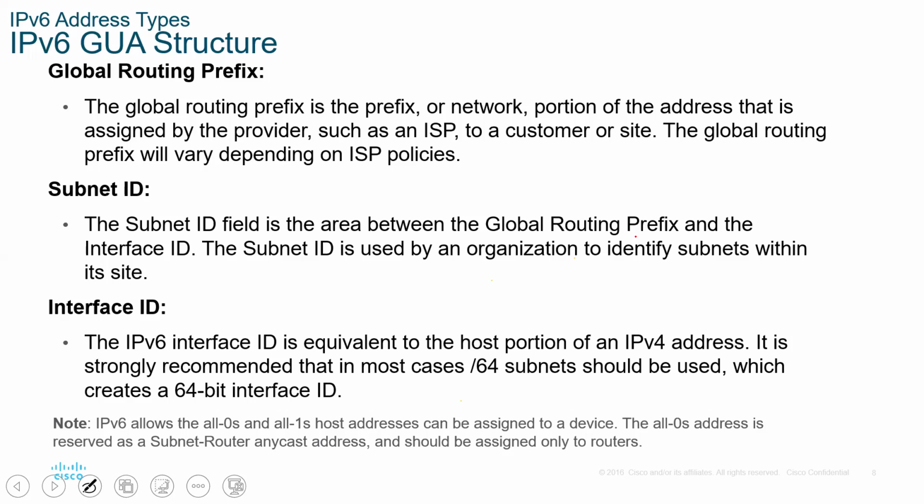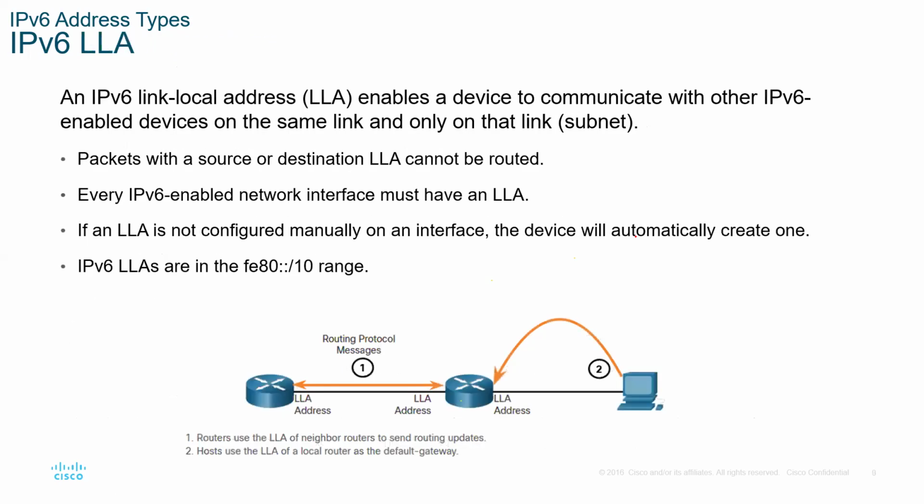Then the interface ID. The IP version 6 interface ID is equivalent to the host portion of the IP version 4 address. It is strongly recommended that in most cases, /64 subnets should be used, which creates a 64-bit interface ID. So basically we have the global routing prefix, the subnet ID, and the interface ID.